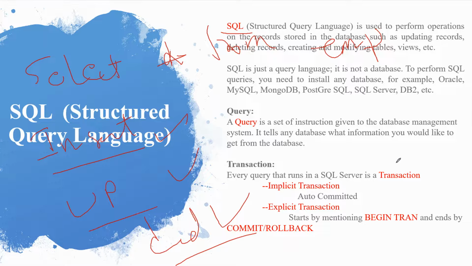So a transaction is nothing but a query that runs. Every query that runs in SQL Server, technically we call it a transaction: implicit transaction or explicit transaction. An explicit transaction is where you start the programming, like a begin tran. When you are writing queries, if you start with begin tran and then any statements, this transaction you need to explicitly commit, meaning you need to mention the commit. So: query, SQL, transaction.